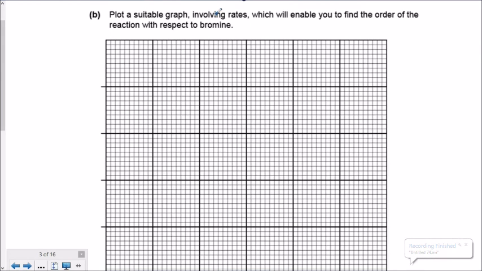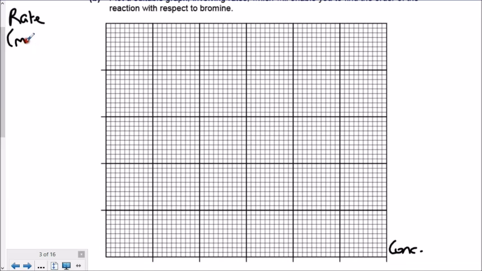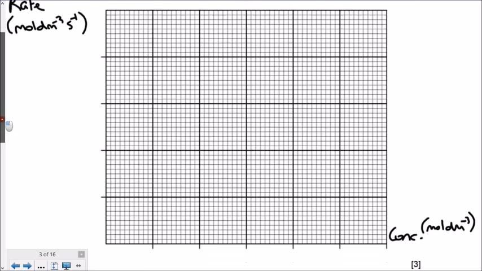I'm asked to draw a graph involving rates that shows me the order of reaction with respect to bromine. I should know from that then that I'm drawing a rate concentration graph. If I'm going to do the graph correctly and get the marks, then I'm going to need to make sure my axes are correctly labelled, including units. So my first mark will be for getting the axes the correct way around and labelling them. Second mark for a graph will be for adding a suitable scale.